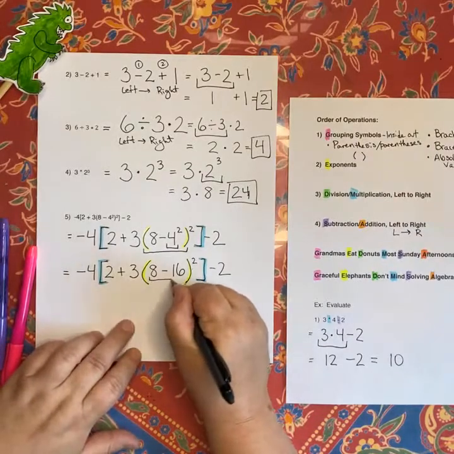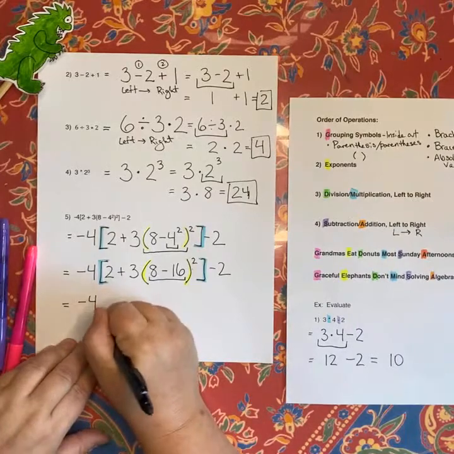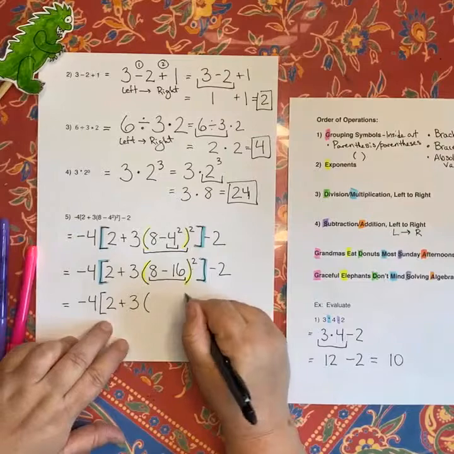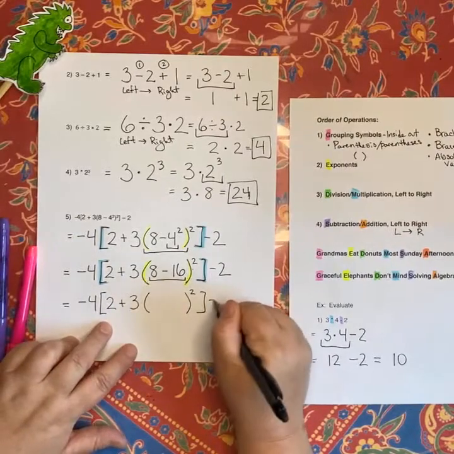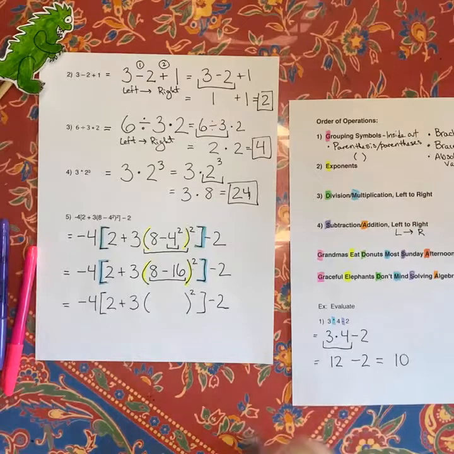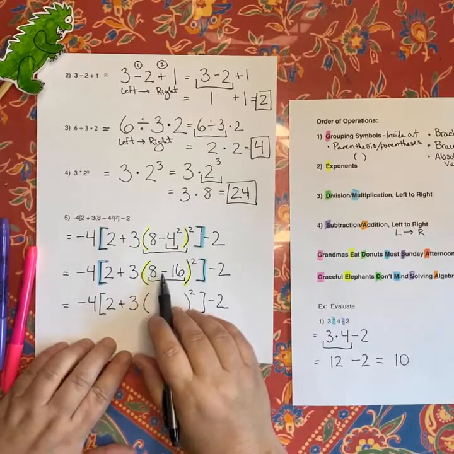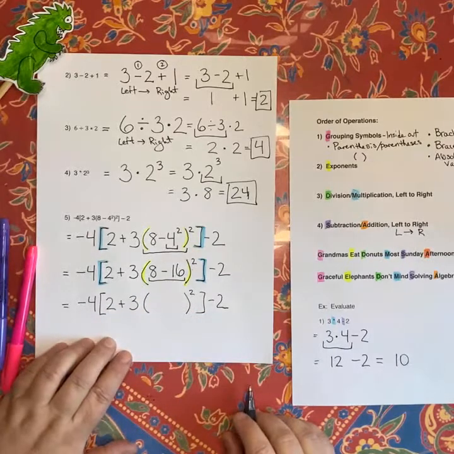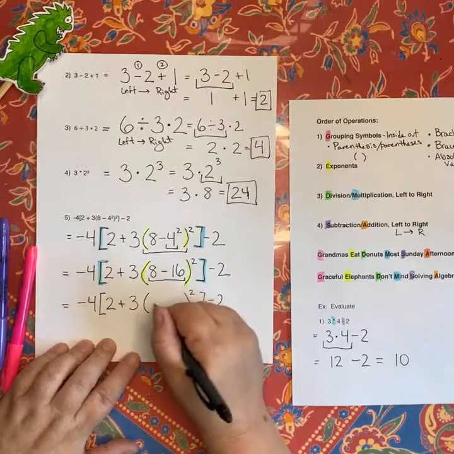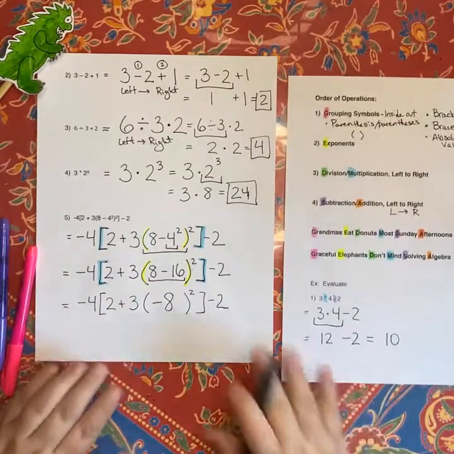I'm still working inside the parentheses, and I'm going to evaluate that piece. And again, I know this is annoying, but I am going to continue to write the whole problem. 8 minus 16. 8 take away 16. I had $8. I spent $16. I ended up with a negative 8 right there. And I'm going to leave that there for a second.